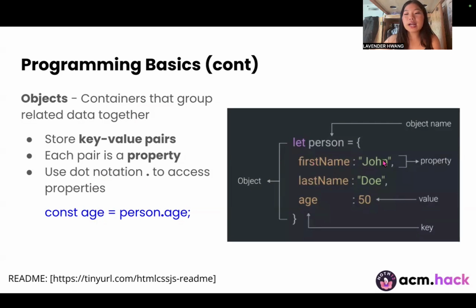And then in order to access these different properties, you could just use dot notation. So let's say I want to access the person's age, I would just do person, because that's the object's name, dot age. And if I wanted to access the first name, it'd be person dot first name.